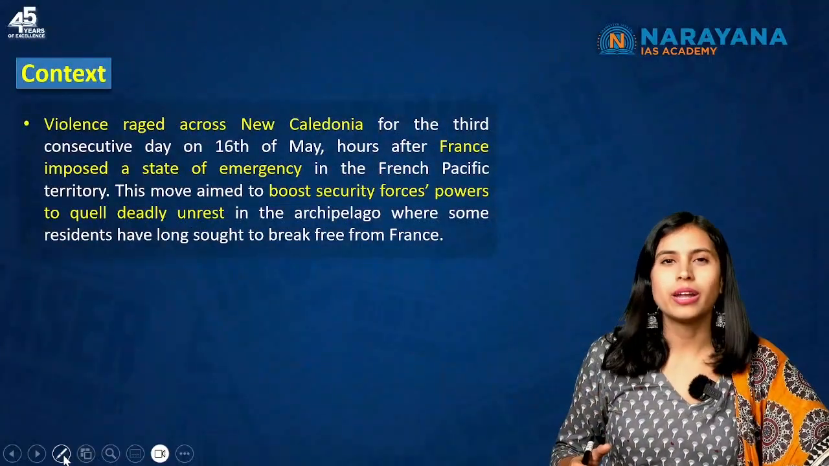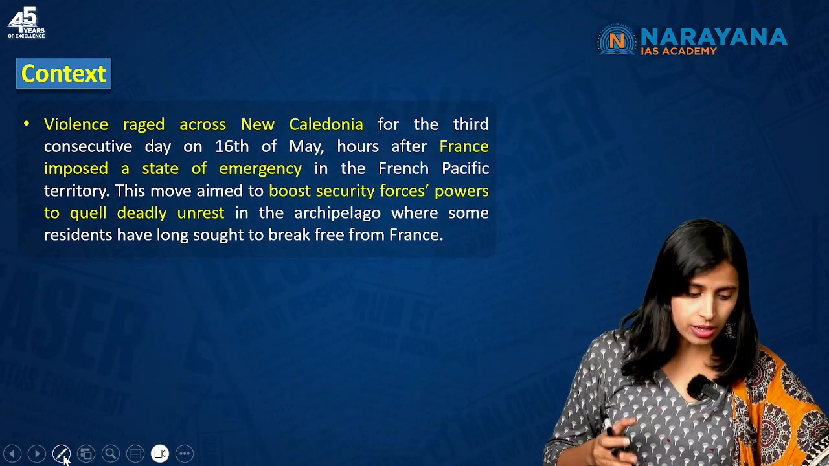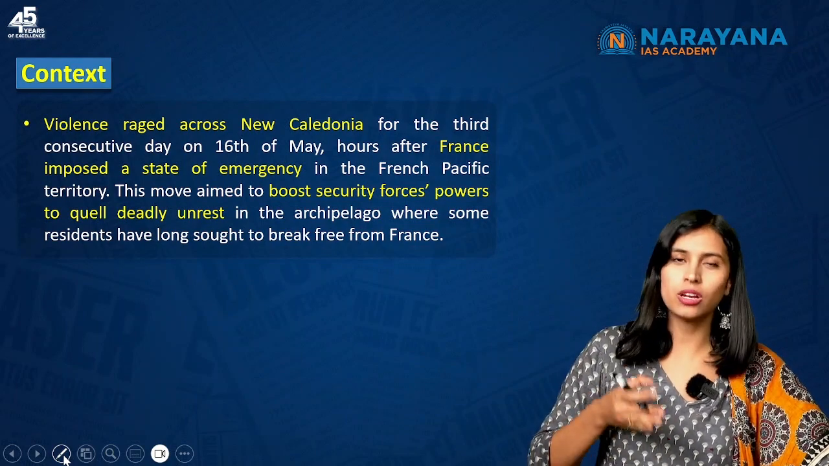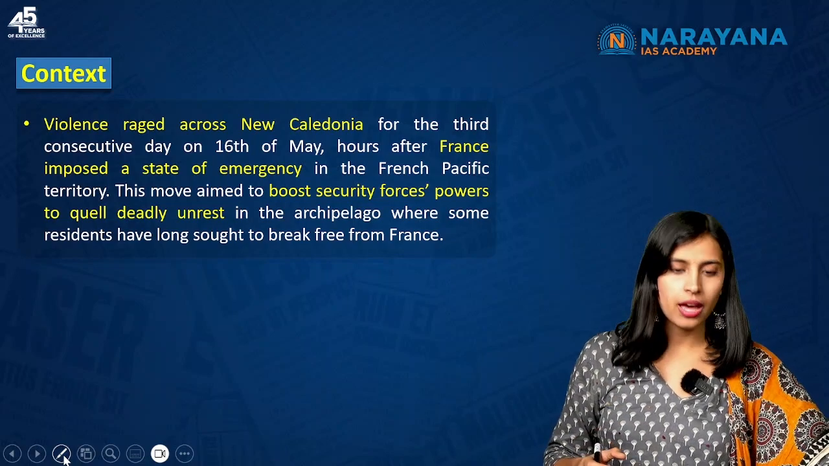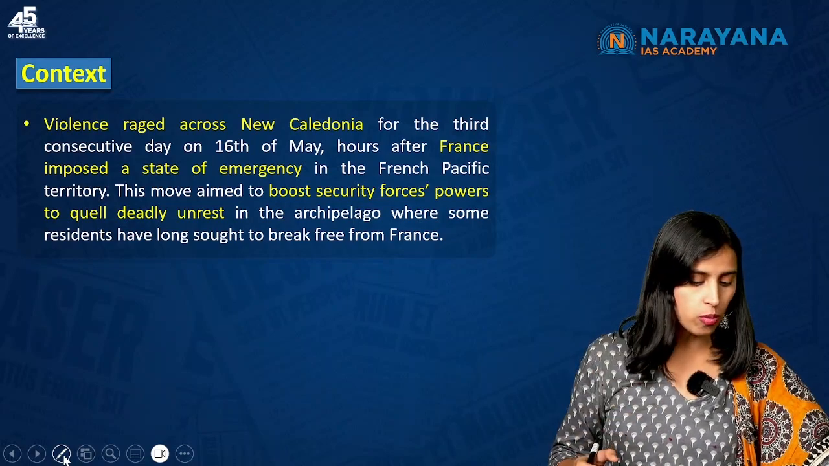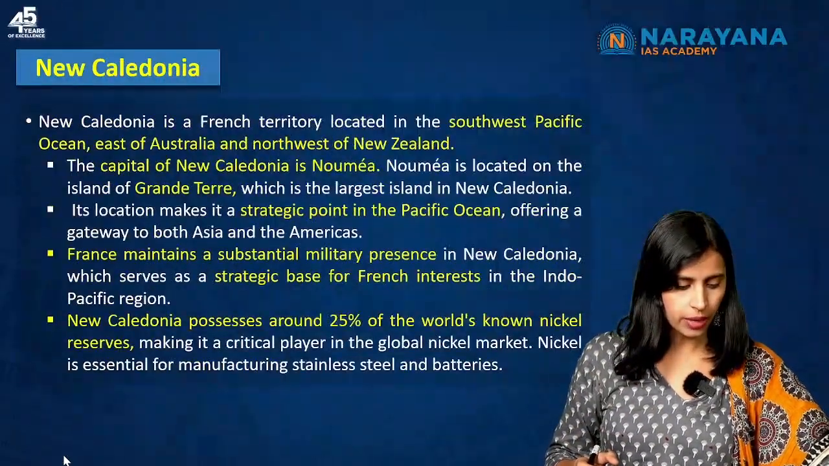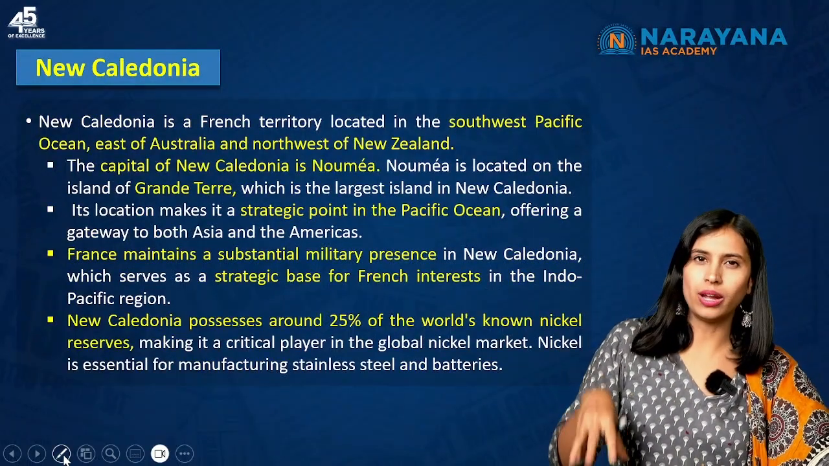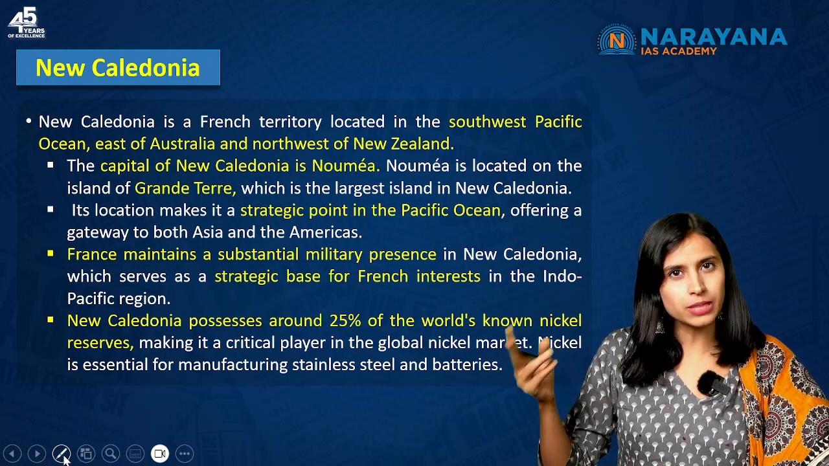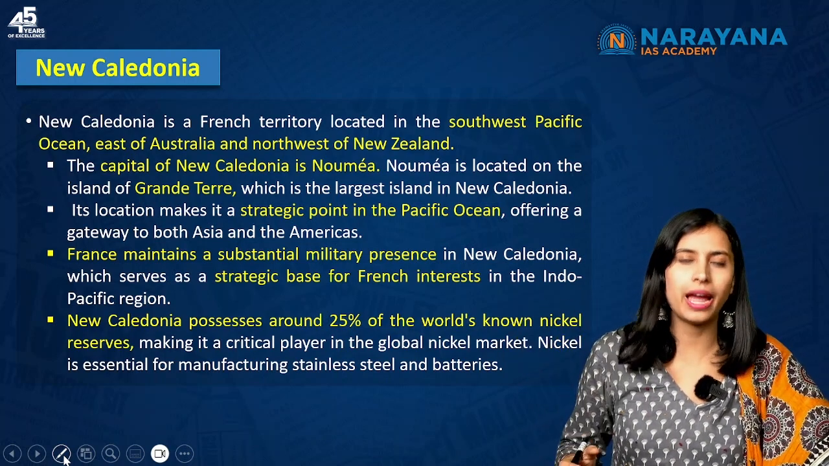Moving on to the context and why we are talking about this news: recently fresh violence erupted in New Caledonia, and this is the third day over there, after France imposed a state of emergency. Okay, now first let's understand what New Caledonia is, then we will go to why the protest is going on over there. What is the reason behind this violence?